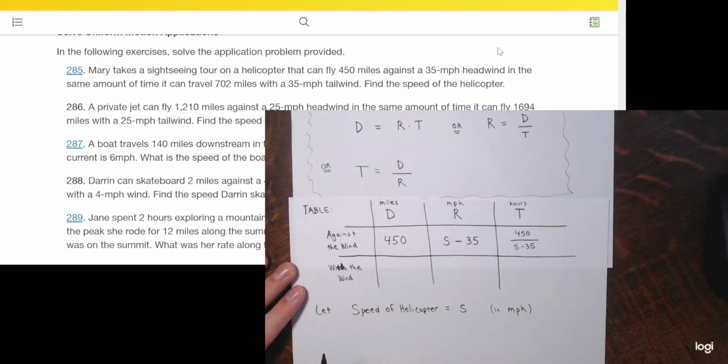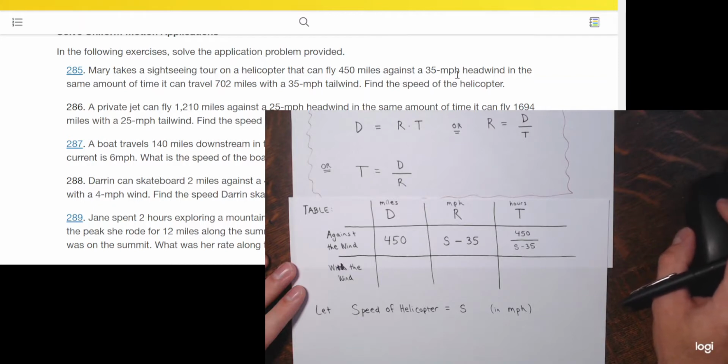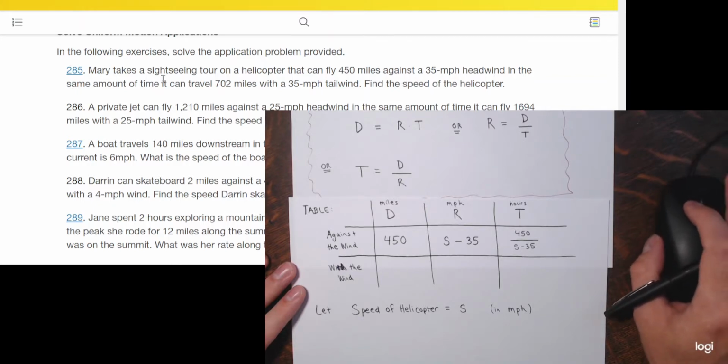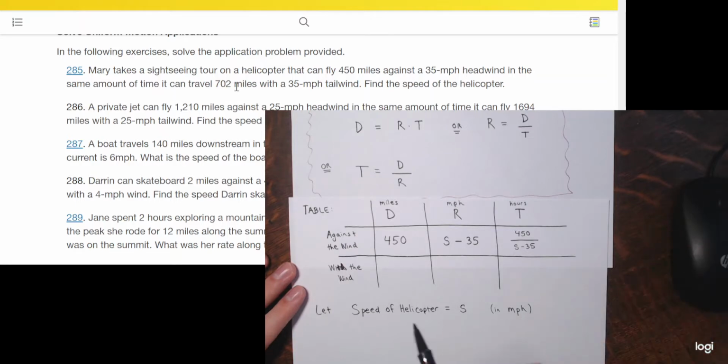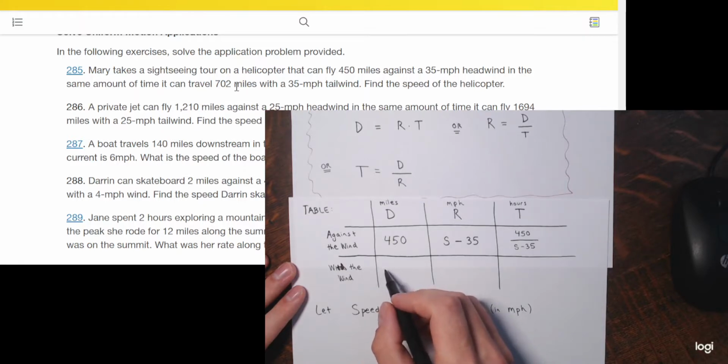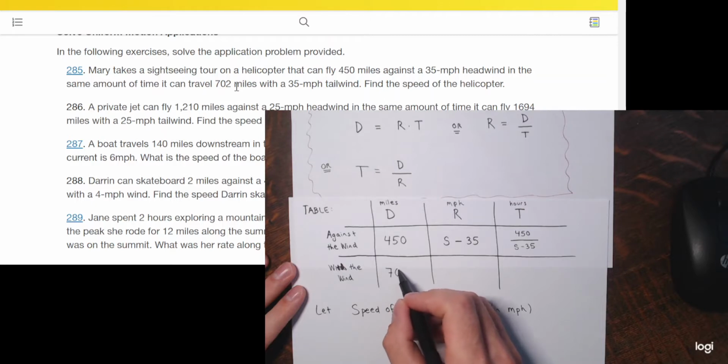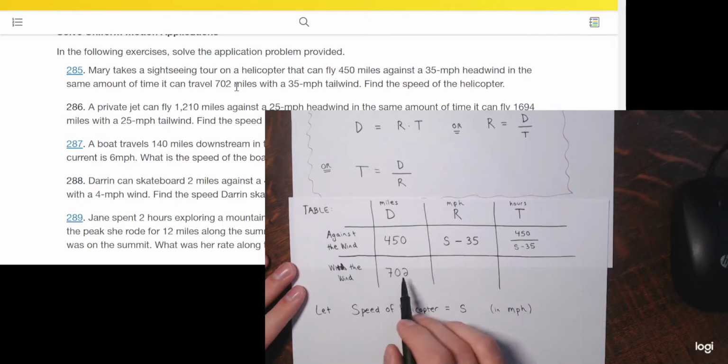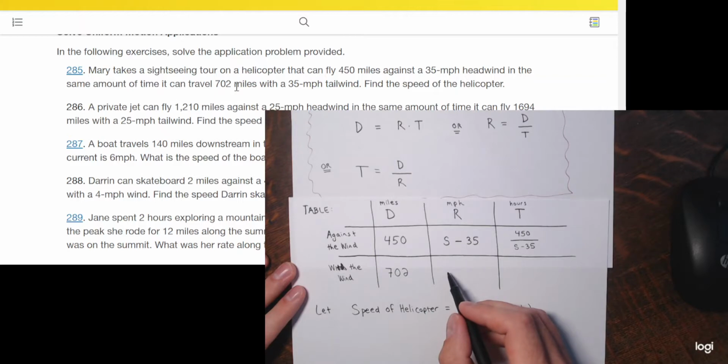Right. Then they say that this can fly 450 miles against a 35-mile-per-hour headwind in the same amount of time. Right, so that's going to come into play when we write an equation. We eventually are going to write some sort of rational equation to solve. It can travel 702 miles with a 35-mile-per-hour tailwind. So this is with the wind. So it can travel 702 miles with the wind, and that's with a 35-mile-per-hour tailwind.